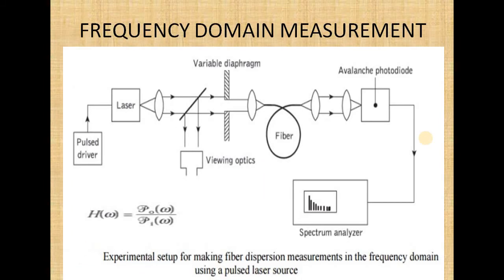The next one is the dispersion measurement in the frequency domain. Except for the oscilloscope, we are going to use only a spectrum analyzer. The remaining setup is the same. It takes the Fourier transform of the pulse in the time domain and hence displays the constituent frequency components. The spectrum at the fiber output, P0(w), compared with the spectrum at the fiber input, P1(w), will provide the baseband frequency response for the fiber under test.